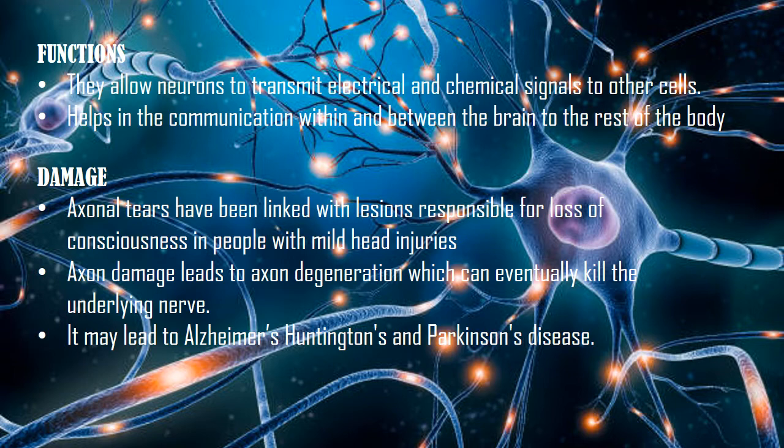Then it comes to the damage. What happens if the axon is damaged? An axonal tear has been linked with lesions responsible for the loss of consciousness in people with mild head injuries. Axon damage leads to axon degeneration, which can eventually kill the underlying nerve. It may lead to Alzheimer's, Huntington's, and Parkinson's disease.